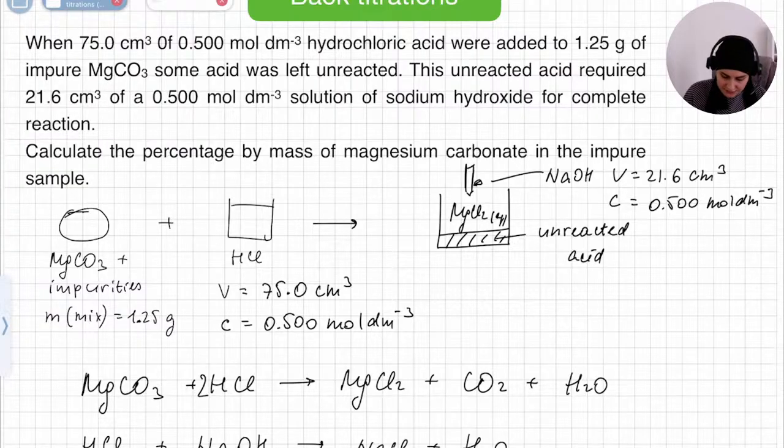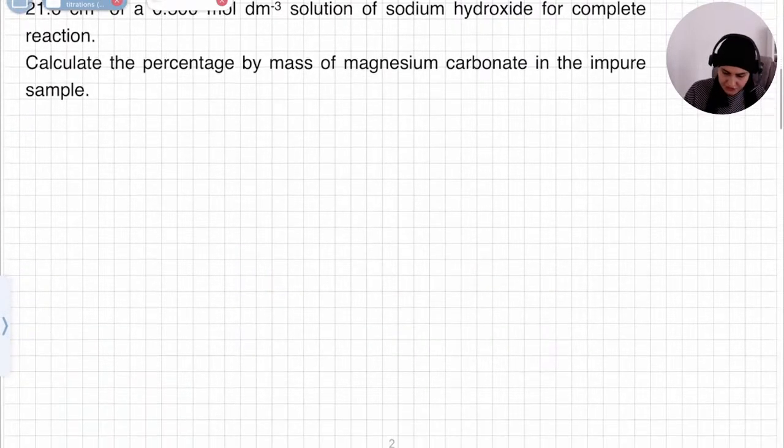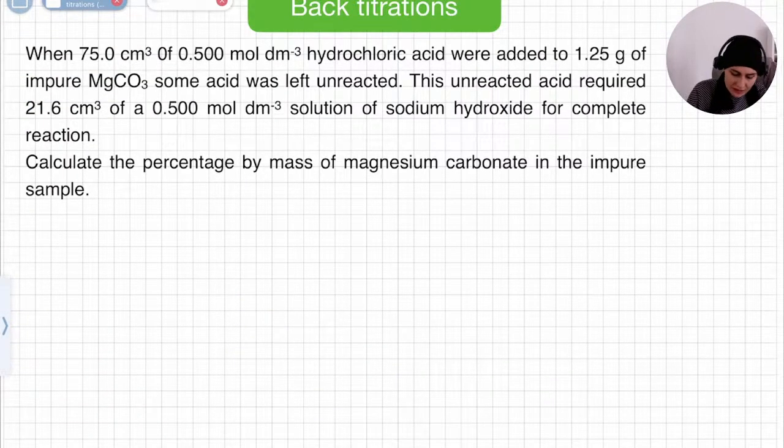Okay, let's do it. This is just the same question repeated. First, what can we do? We always start from the end. In titration questions, last time, we also always started from the end. We can find the moles of sodium hydroxide, or we can start from here and find the moles of HCl initial, it doesn't matter. I will start from the end.